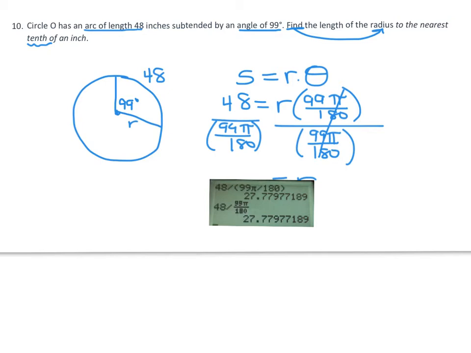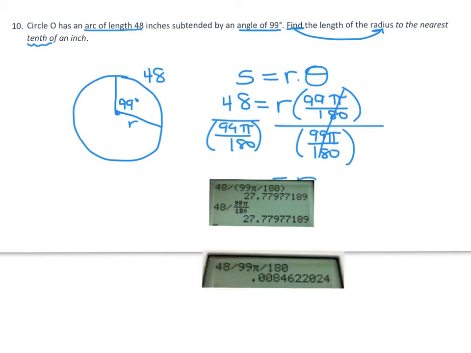Okay, let me show you the wrong way to plug it in. If you just literally type in 48 divided by 99 pi divided by 180, it's going to do 48 divided by 99 pi and take that answer and divide it by 180. That's not what we want to happen. We want it to do 48 divided by this whole thing. So it's super important that you put parentheses around this or use alpha y equals. Okay, so this one's not right.